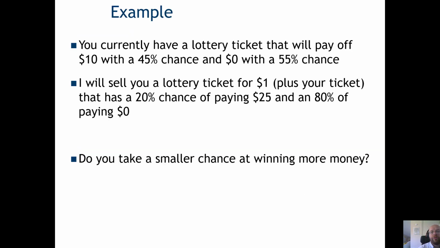So let's start off with an example. Imagine you have a lottery ticket. There's a 45% chance you might win $10, and a 55% chance you might win $0. Now, I'm going to offer you a deal. You give me your ticket plus $1, and I'll give you a new ticket. There's a 20% chance you're going to win $25, so more than $10, but an 80% chance you're going to win $0. Do you take the smaller chance of winning money? What should you do in the circumstances?